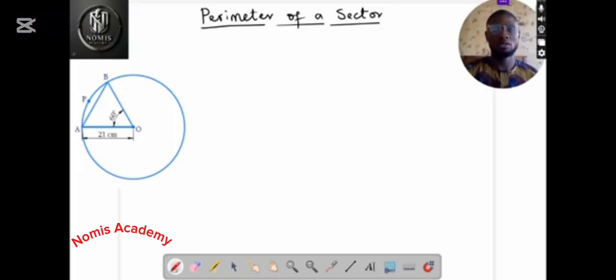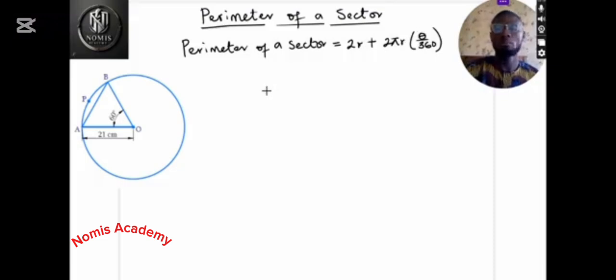Remember what a sector is? A sector is a part of a circle bounded by two radii and an arc. So, if we need to calculate the perimeter of a sector, how do we go about it? Let's begin with the formula. The formula to calculate perimeter of a sector is given by 2r plus 2 pi r multiplied by theta all over 360. Oh, how do I cram this formula?